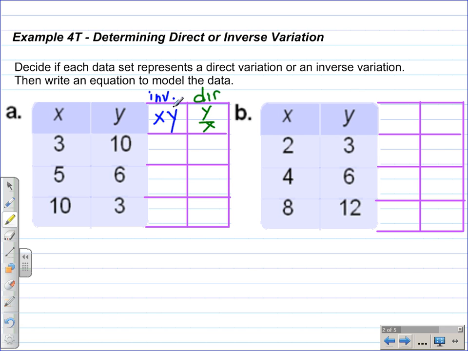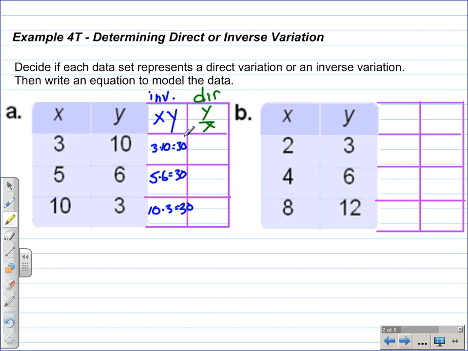If all of the products are the same, then we have an inverse variation. If all the ratios are the same, then we have a direct variation. So let's check this out. Is it an inverse variation? Well, for it to be an inverse variation, all of these products have to be the same. That would be 3 times 10, which is equal to 30. This pair would give 5 times 6, which is equal to 30. This pair gives 10 times 3, which is equal to 30.